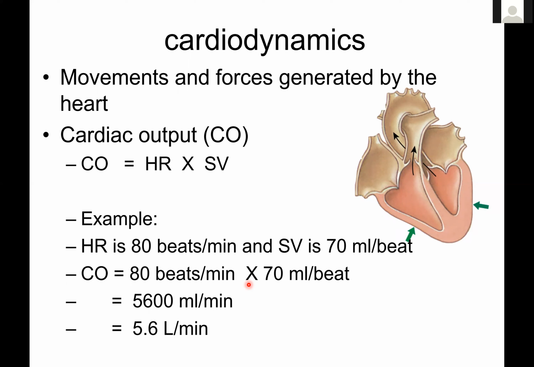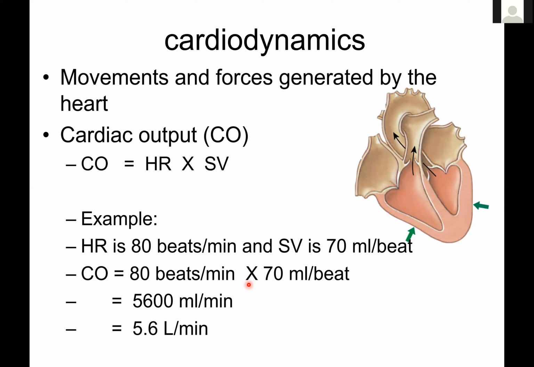So here we get into cardiodynamics. I just mentioned things like end systolic volume, end diastolic volume, stroke volume, ejection fraction. If you figure in those volume changes and add time, you can generate information about the heart that tells you about its efficiency and function. That's what cardiodynamics is: movements and forces generated by the heart and their outcomes that are measurable.